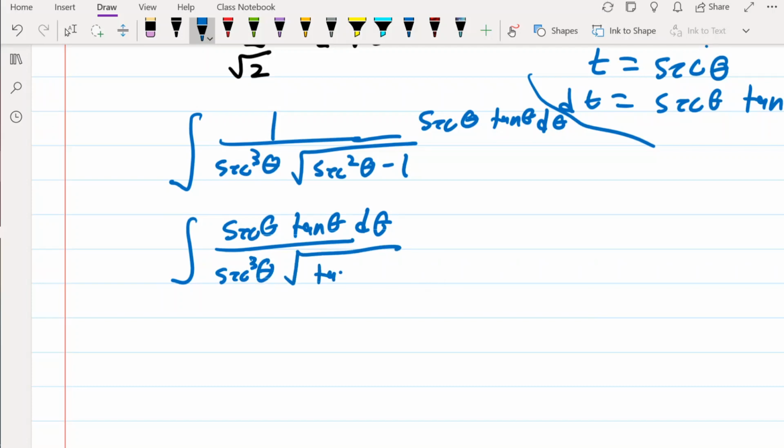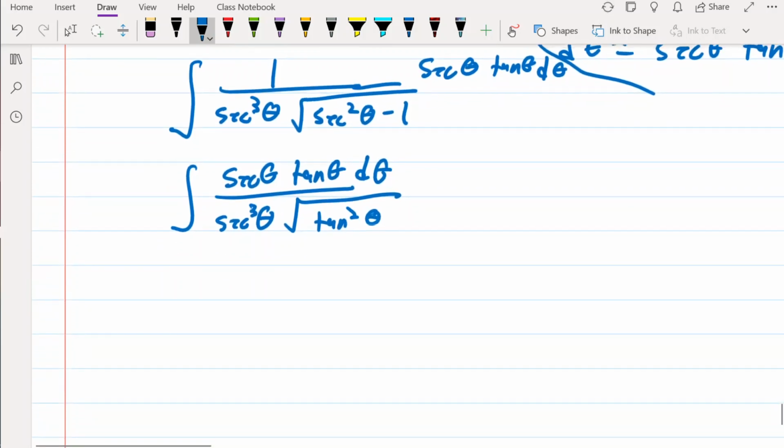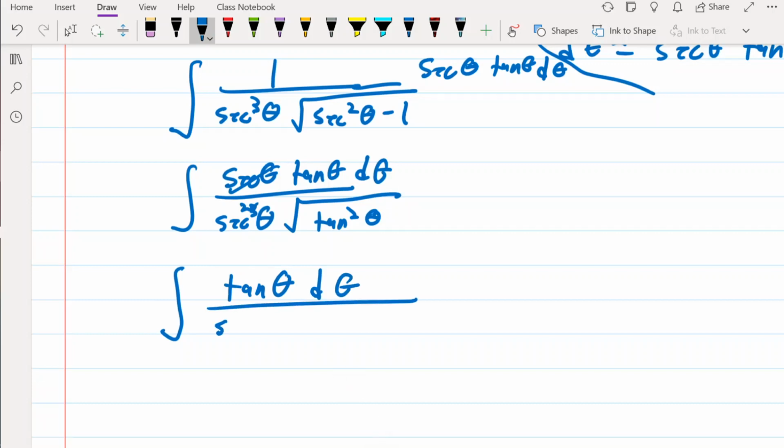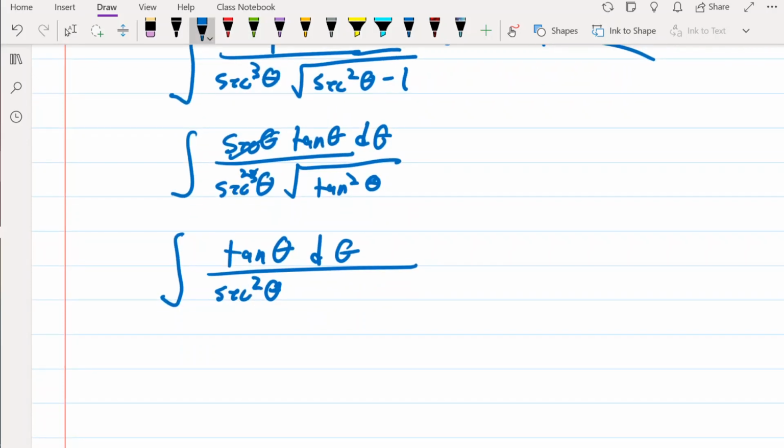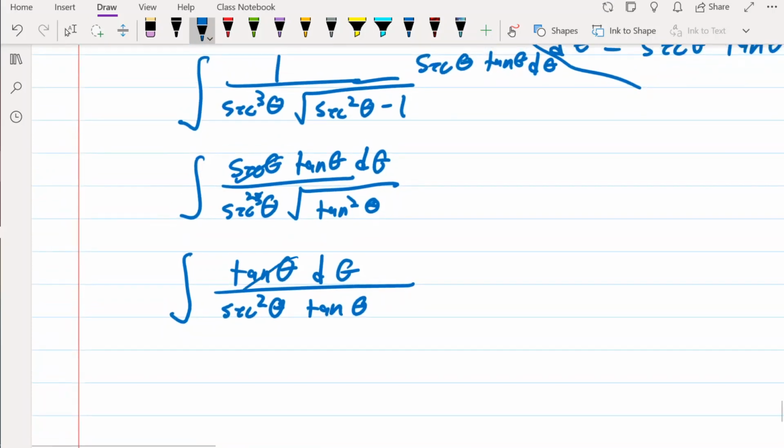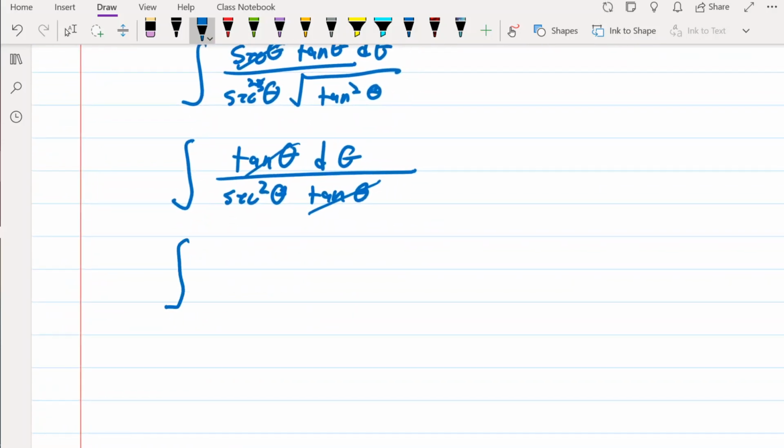times the square root of tangent squared theta. From here, we can cancel out 1 secant. So we're going to rewrite this as tangent theta d theta all over secant to the second power theta. And then we have the square root of tangent squared theta, which will just be tangent theta. This gives us a chance to cancel out our tangents. So we're going to have d theta over secant squared theta.